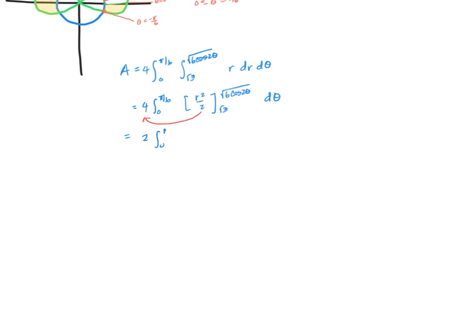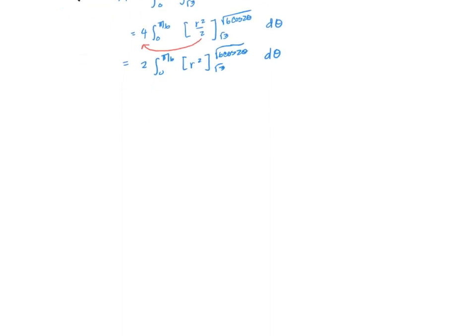And the integral goes from 0 to pi over 6. This is now r squared, evaluated from square root of 3 to square root of 6 cosine of 2 theta, d theta. And that's just my personal preference. You could have left that in there. So when I plug in, the square roots are going to cancel. I'm just going to end up with 6 cosine of 2 theta minus 3.